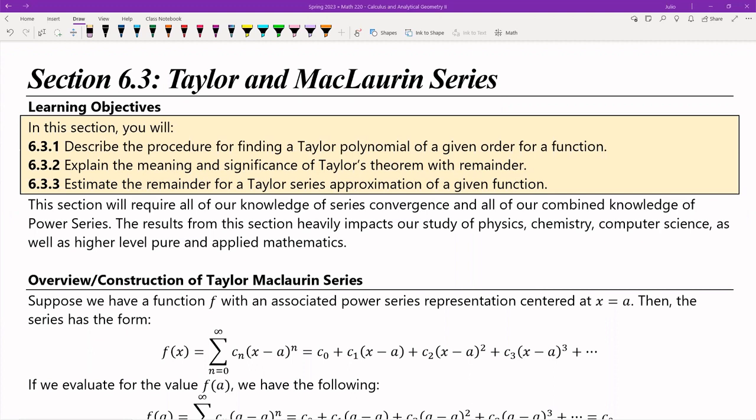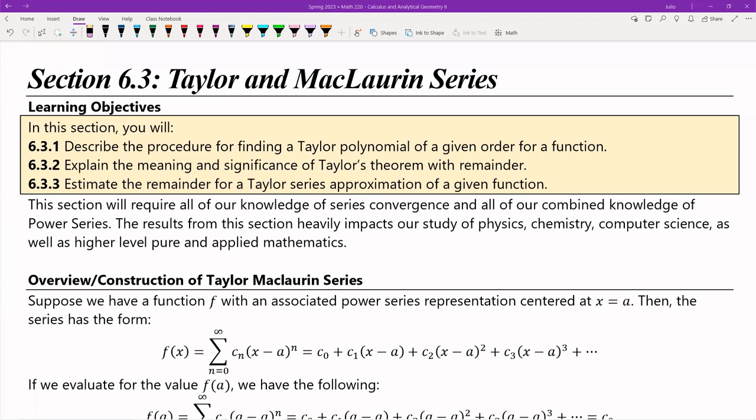Hello, everyone. This is the lecture for section 6.3, Taylor and Maclaurin series. So we've learned everything we need to know about series now, right? We know what a power series is. We know how to determine radiuses of convergence and intervals of convergence, right?